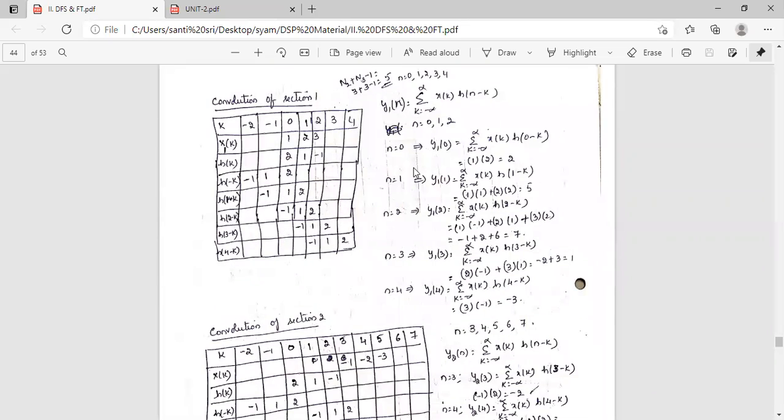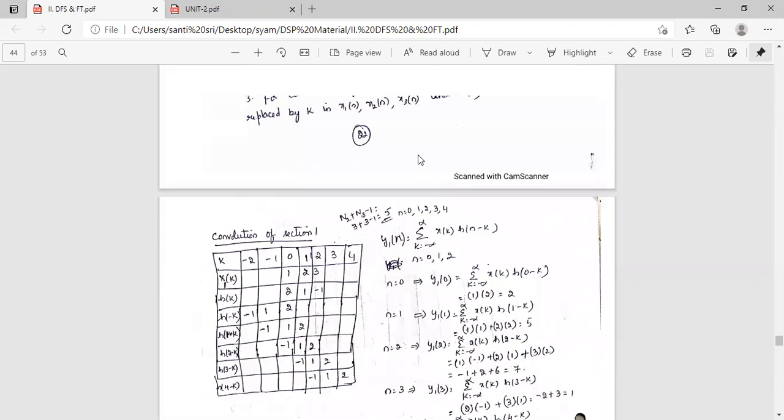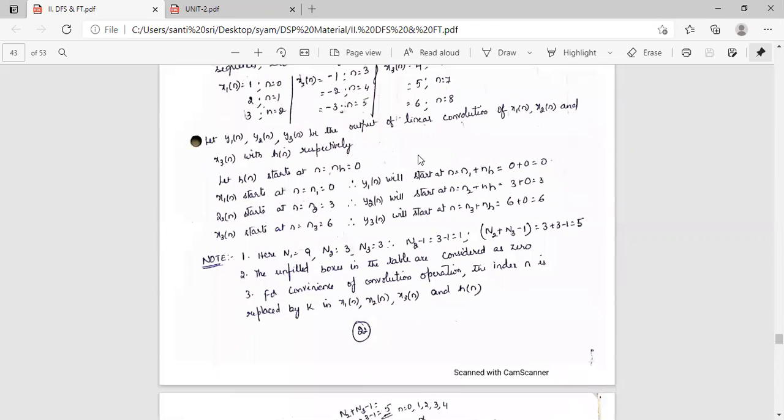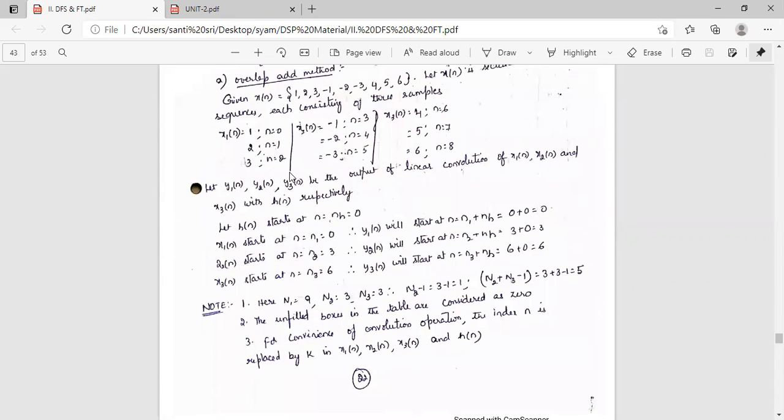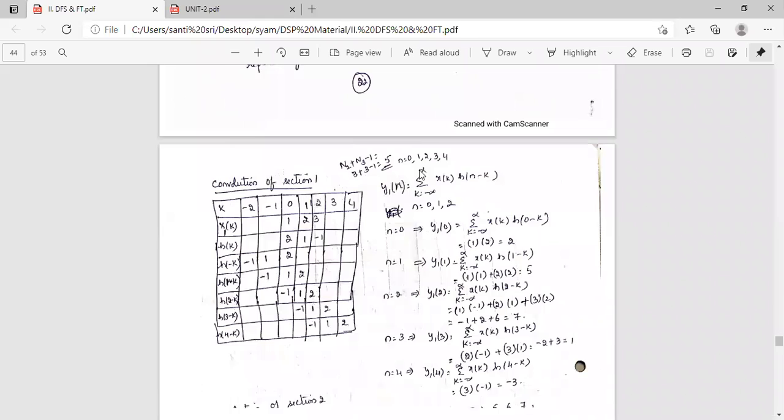Okay. See, if n is 0 for section 1, n is 0, 1, 2, y1 of 0, y1 of 1, y1 of 2, y2 of 3, y2 of 4, y2 of 5 we will get. Then y3 of 6, y3 of 7, and y3 of 8 we will get. Okay. So do it individually.